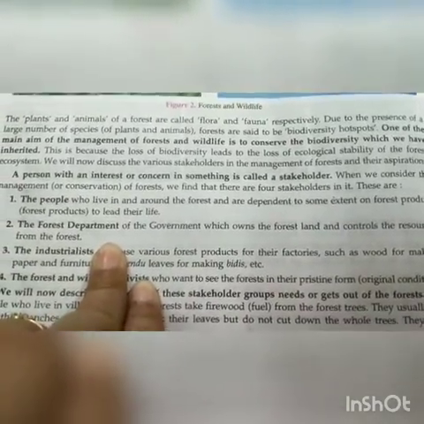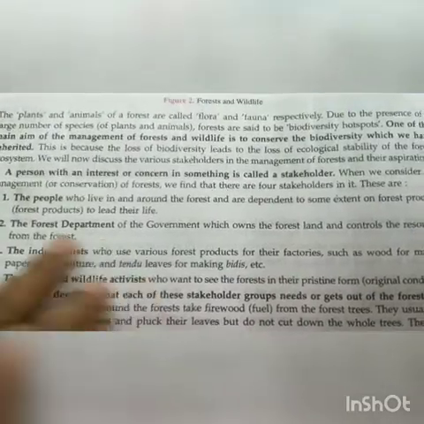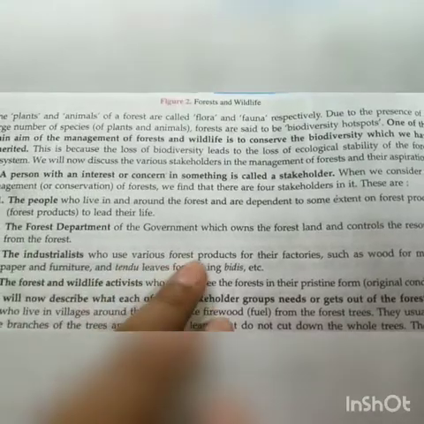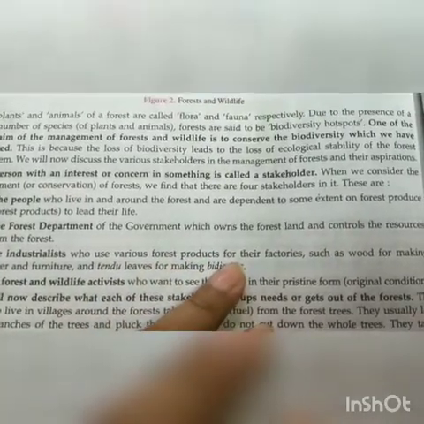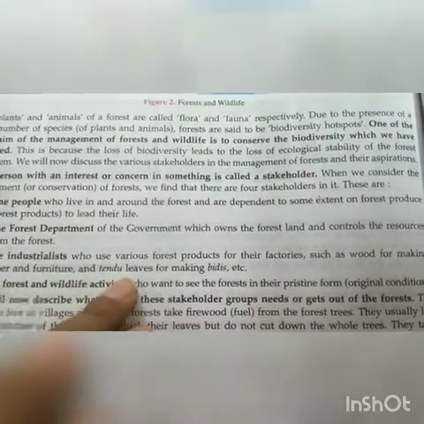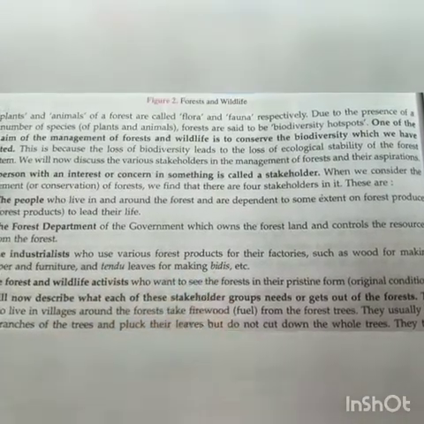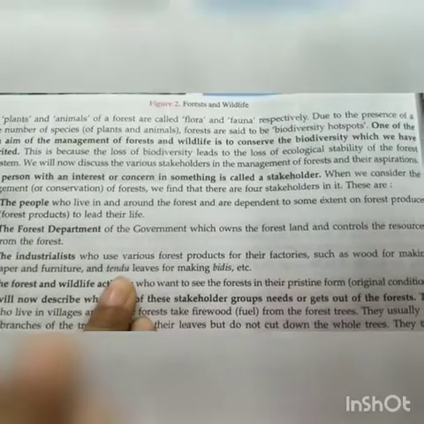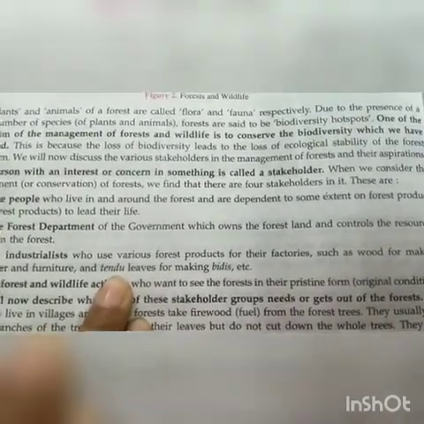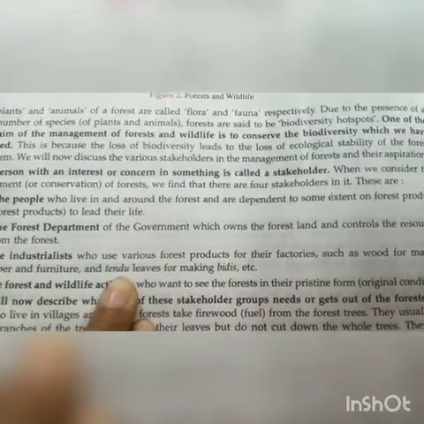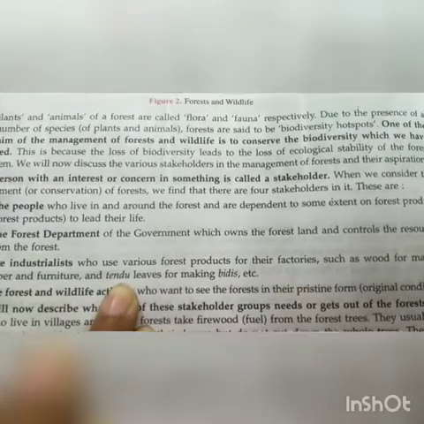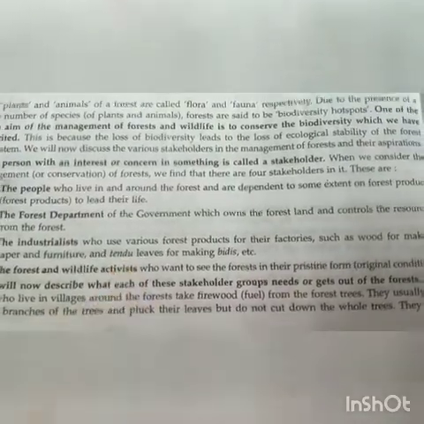They are having a responsibility. Third, the industrialists who use various forest products for their factories, such as wood for making paper and furniture and tendu leaves for making beads, etc. So the industrialists who are taking forest products for running their factories, or for earning money for commercial purposes, are also called stakeholders.